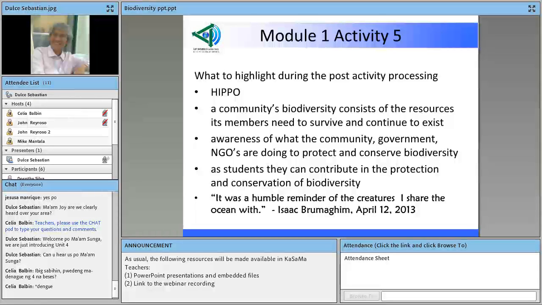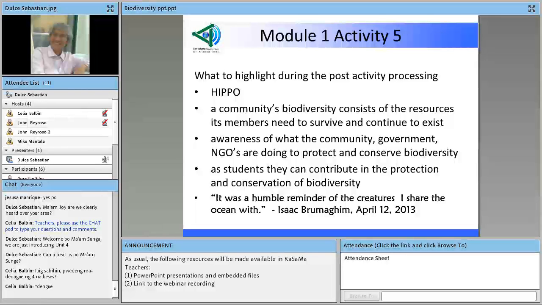And the students should realize that the biodiversity in the community consists of the resources that its members need to survive and continue to exist, and should be protected and conserved. And then, through the activity, they should be aware of what the community, the government, NGOs, and other agencies are doing to protect and conserve biodiversity. And that even young as they are, they can contribute to the protection and conservation of biodiversity.